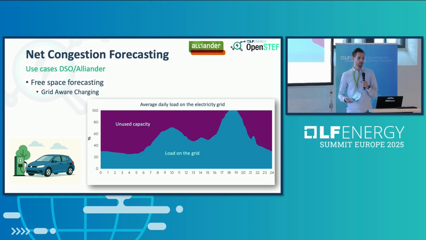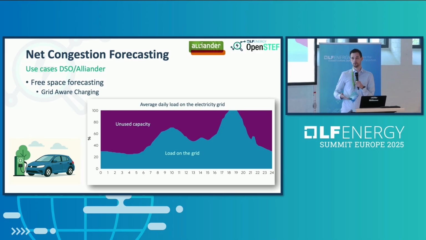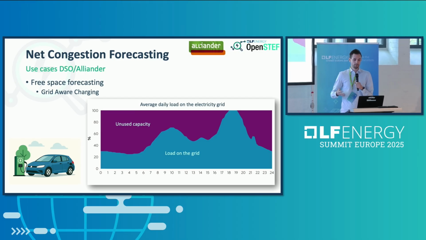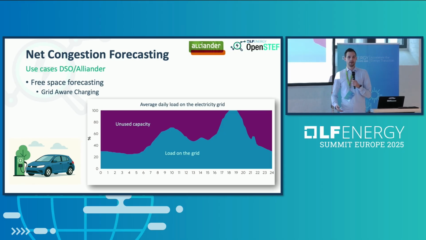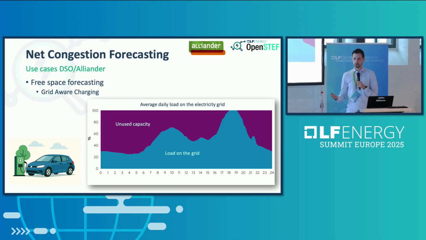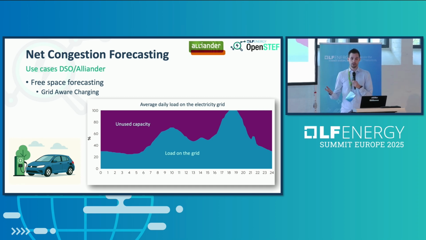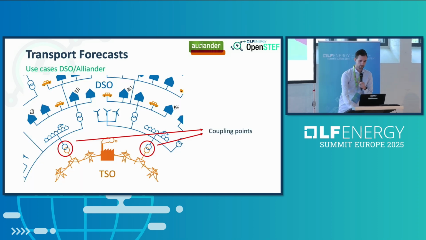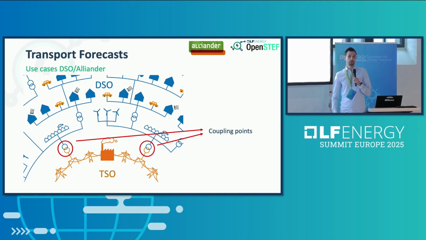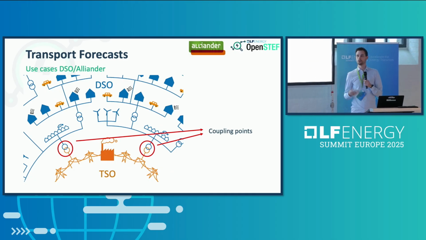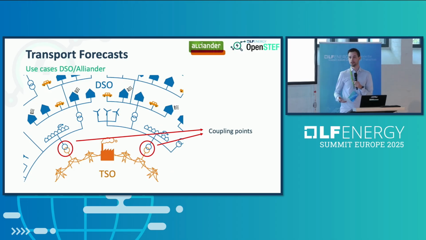So something we do is we use these short-term energy forecasts to predict when there will be some unused capacity, and then we can assign this to charging point operators to help them charge more electric vehicles, more of them and faster. So that was it for congestion use cases. These are the more typical use cases you would see at the DSO.